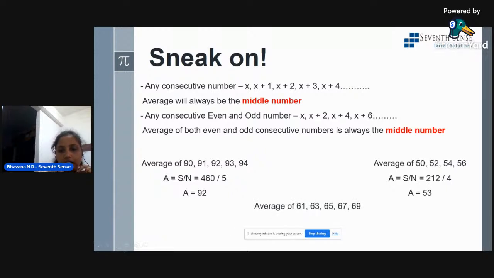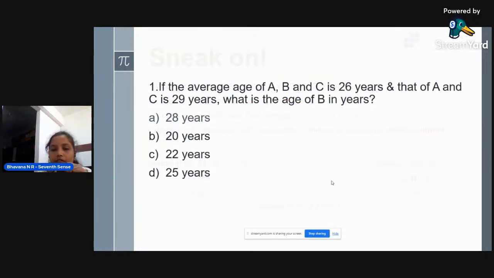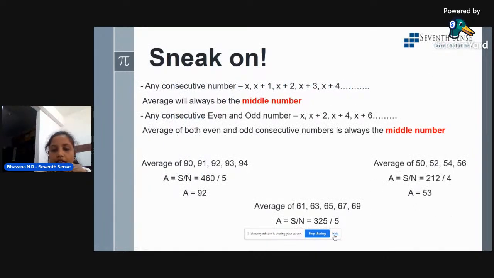So next, here we can find it easily, right? What is the average of these numbers: 61, 63, 65, 67, and 69? These are all odd numbers, right? Which is the average number here? It is 65. The middle one is the average number. So for even and odd numbers, when they have given four numbers, the average is between the middle two numbers.